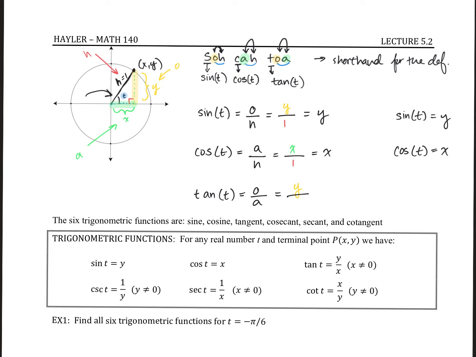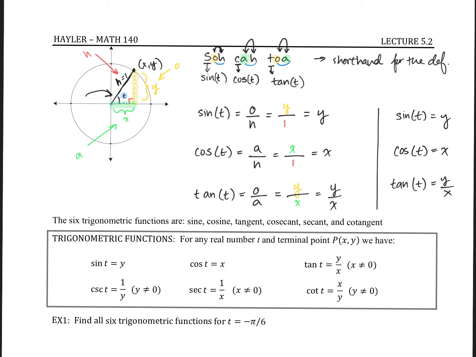And the adjacent is a, which is supposed to actually be the x value. Sorry about that. So the opposite value is the y length, and the adjacent value is the x length on our little triangle here that we're looking at, which means that tangent is equal to y over x, and that doesn't simplify. So we have tangent of t is y over x.